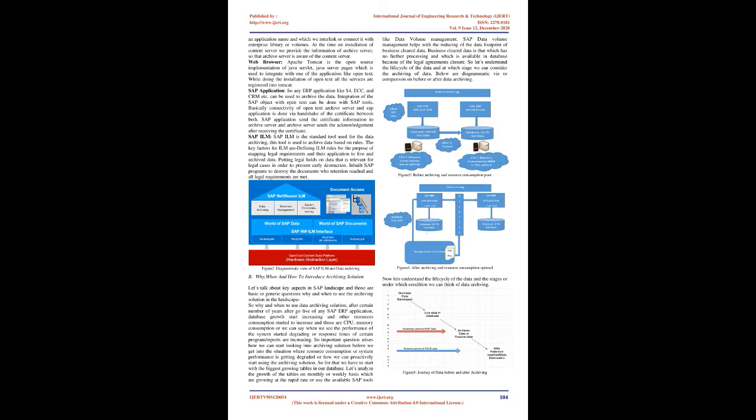OpenText Content Server's main components are front-end services, back-end services, data services, and the enterprise libraries. In enterprise library services, we create an application name, which we interlink or connect with the enterprise library or volumes. At the time of installation of Content Server, we provide the information of Archive Server, so that Archive Server is aware of the Content Server.